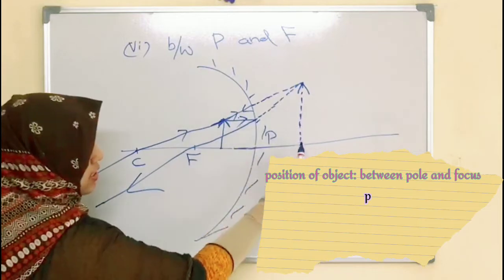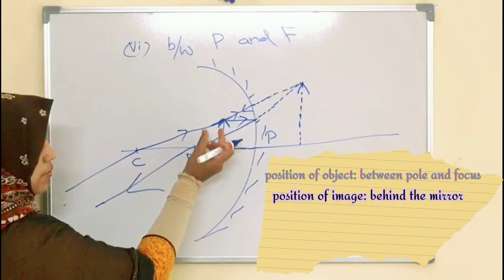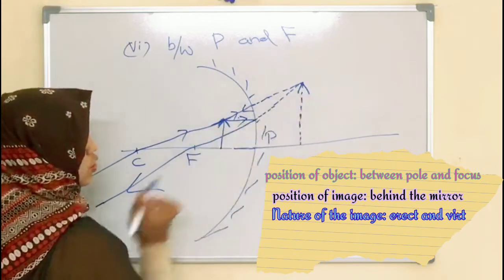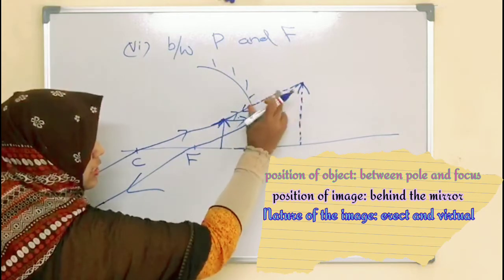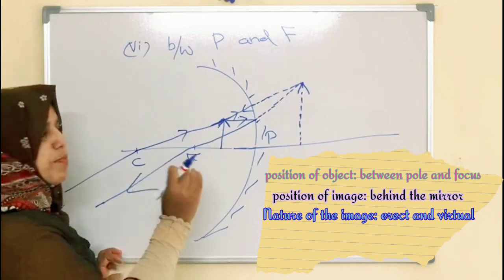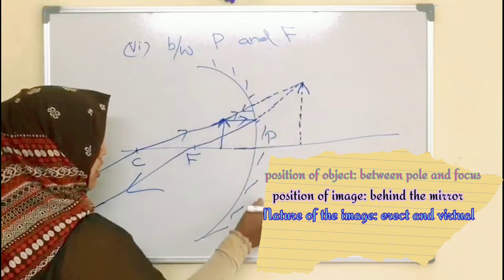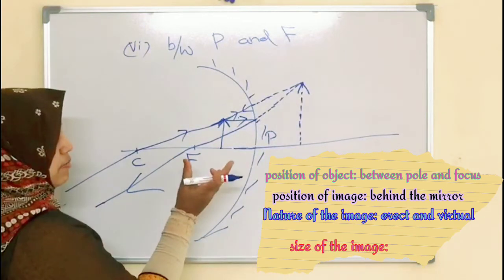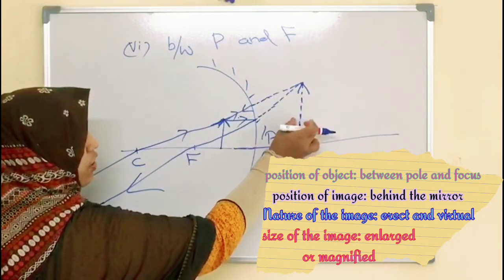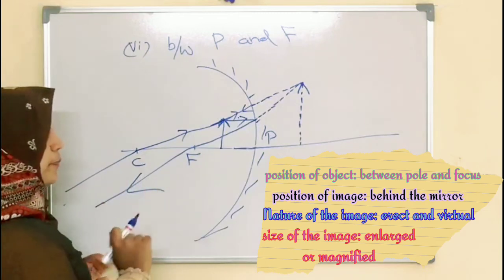Position of the image is behind the mirror. Then the nature of the image is erect and virtual. This is virtual; it only appears to meet. So we can say this is a virtual image. Erect and virtual image. Then the size of the image is enlarged or magnified. Here we form a magnified or enlarged image.